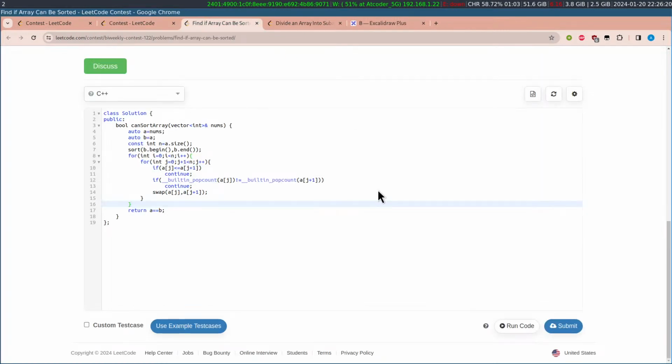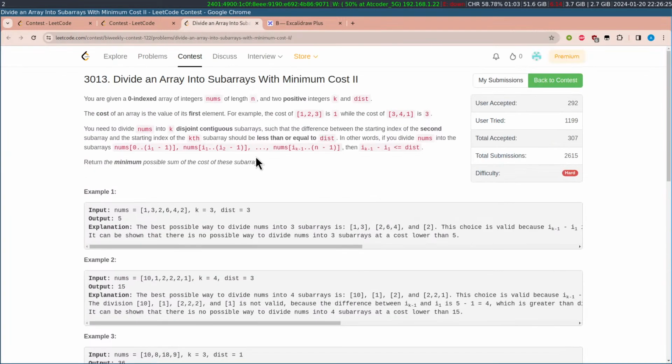Now let's move to the last problem. Divide an array into subarrays with minimum cost. The problem is the same as the previous first problem. You are given a 0-indexed array of integers nums of length n and two positive integers k and distance. The cost of an array is the value of the first element. For example, cost of 1, 2, 3 is 1 and cost of 3, 4, 1 is 3.